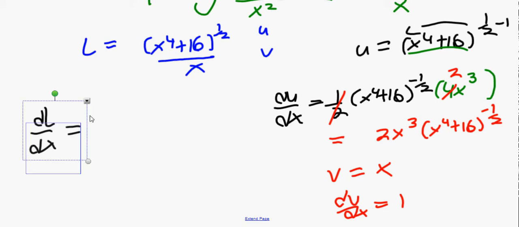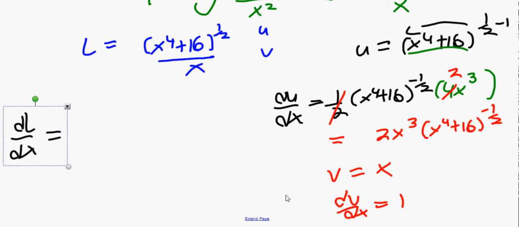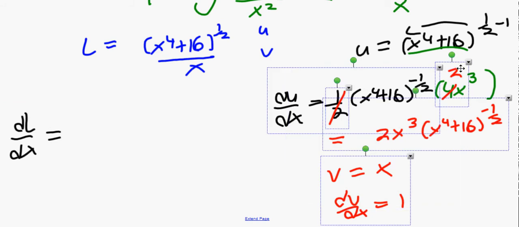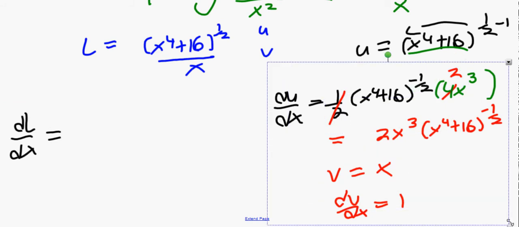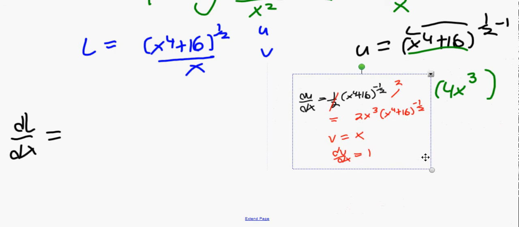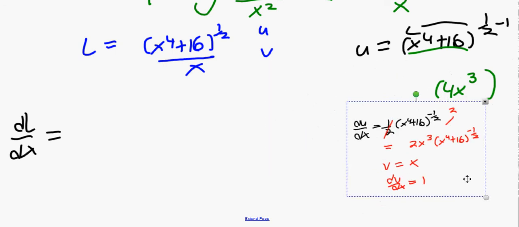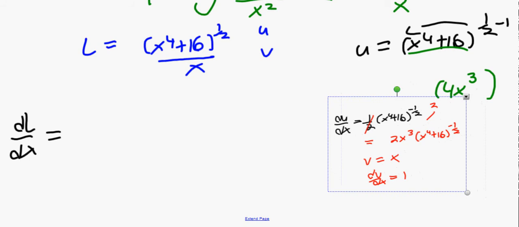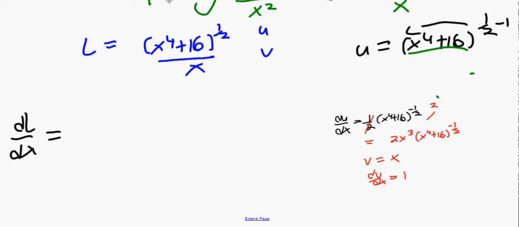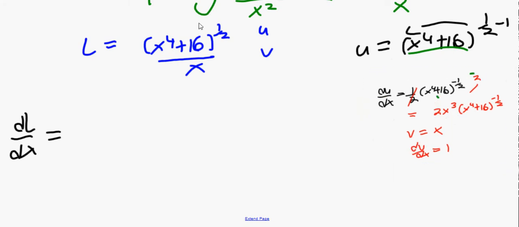Now we're going to put it all into the formula and figure out what exactly to put in here. So we're going to do the quotient rule now, and let's see what happens. The quotient rule: v times du/dx minus u times dv/dx, all over v squared. So let's find out what we're getting.